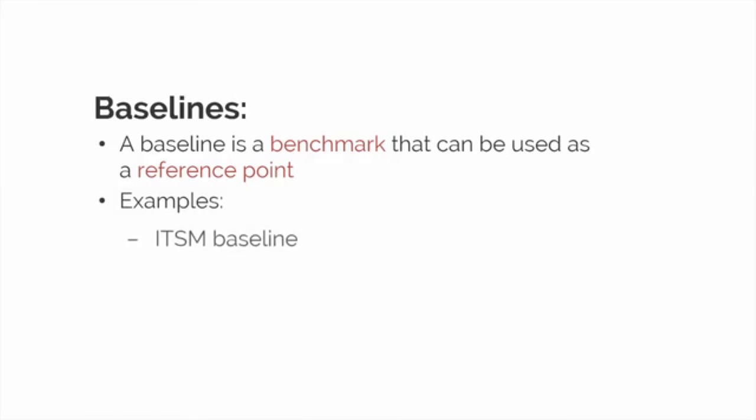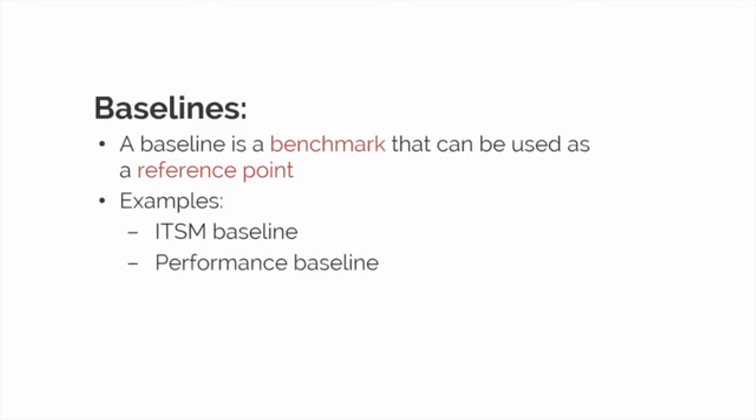So an ITSCM baseline can be used as a starting point to measure the effect of a service improvement plan. Similarly, a performance baseline can be used to measure changes in performance over the lifetime of an IT service. And a configuration management baseline can be used to enable the IT infrastructure to be restored to a known configuration if a change or release fails.